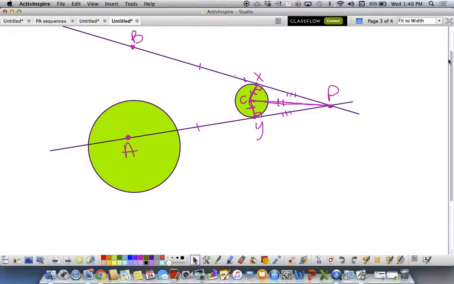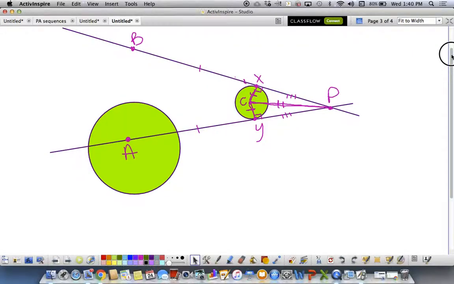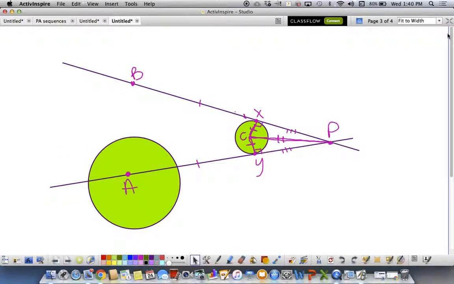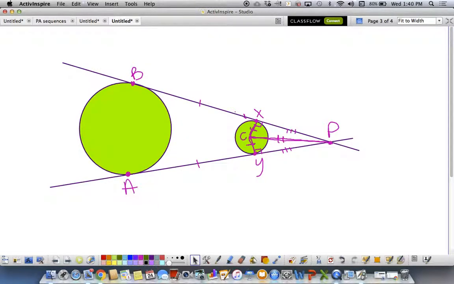The circle's gonna come back. Ooh. I know, I just decided to move. No. No. Yes. Not touching. There we go. Close enough.